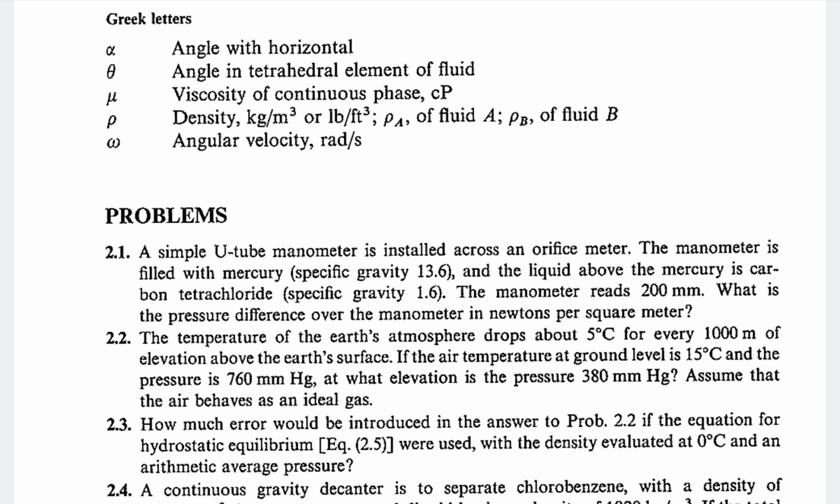So what is specific gravity? Specific gravity is nothing but the density of any fluid to the density of water. Density of water is 1000 kg per meter cube, right? So if you want to find out the density of any fluid, the specific gravity must be multiplied with the density of water. That's it. And the liquid above the mercury is carbon tetrachloride, whose specific gravity is 1.6. The manometer reads 200 millimeters, that is, Rm is given as 200 millimeters. What is the pressure difference over the manometer in newtons per square meter? He is asked in a specific unit, right?